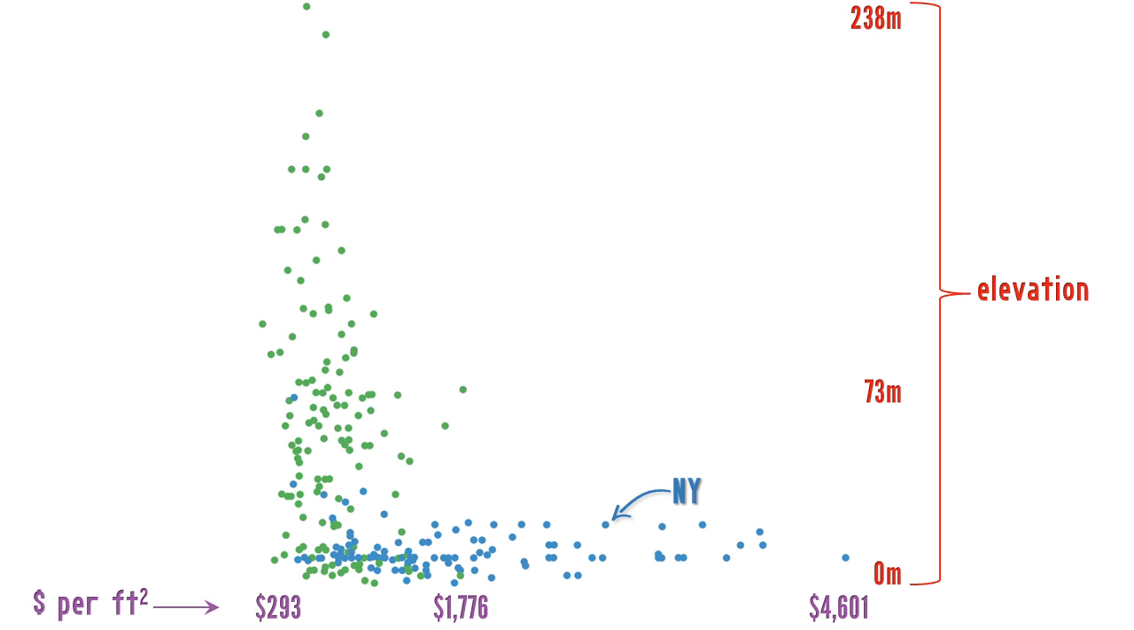For example, New York condos can be extremely expensive per square foot, so visualizing elevation and price per square foot in a scatter plot helps us distinguish between the lower elevation homes. The data suggests that among houses at or below 73 meters, those that cost more than $1,776 per square foot are in New York City.